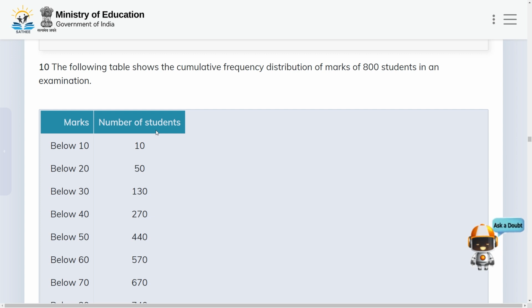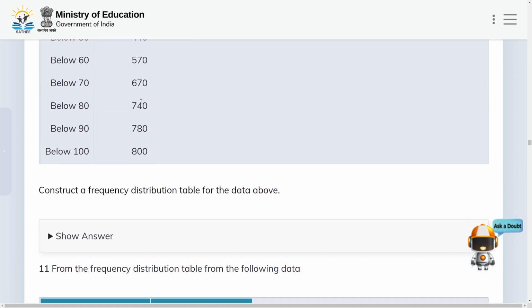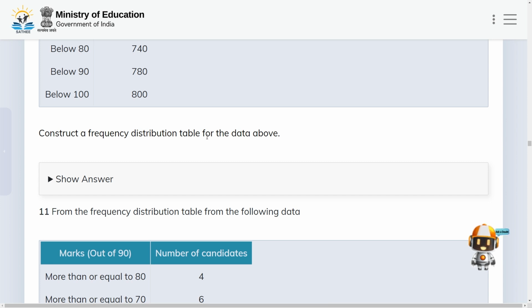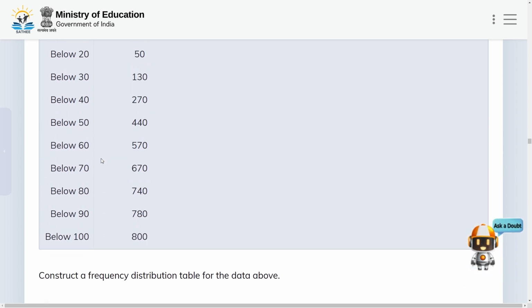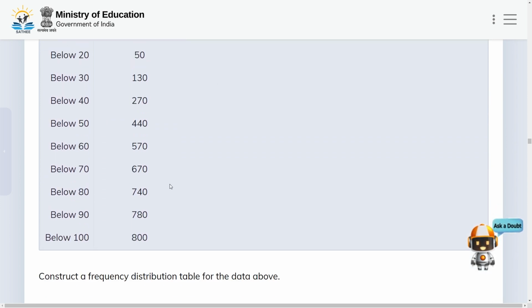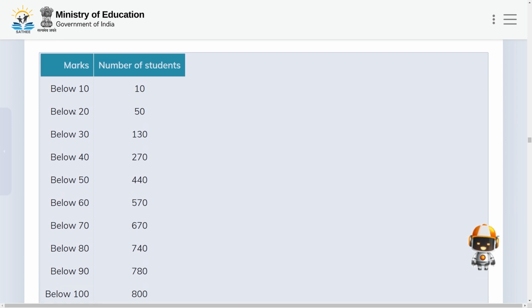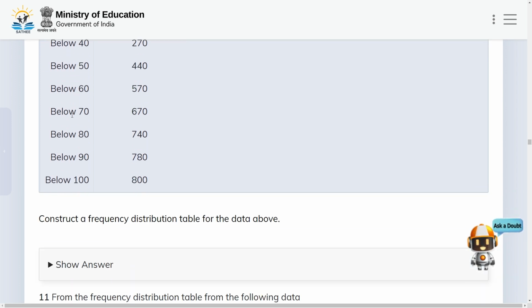In the next problem, we are given the following table, which shows the cumulative frequency distribution of marks of 800 students in an examination. Construct a frequency distribution table for the data above. We are given a cumulative frequency table, and we need to find the table for the frequency distribution.